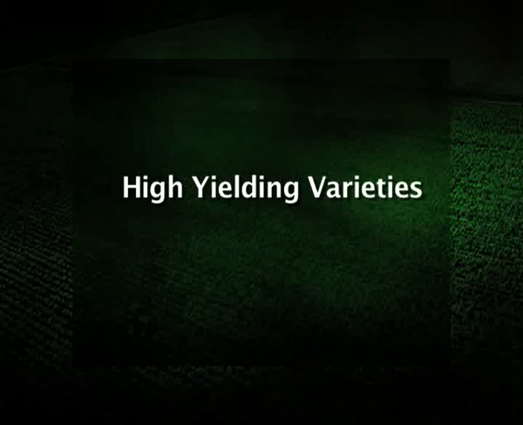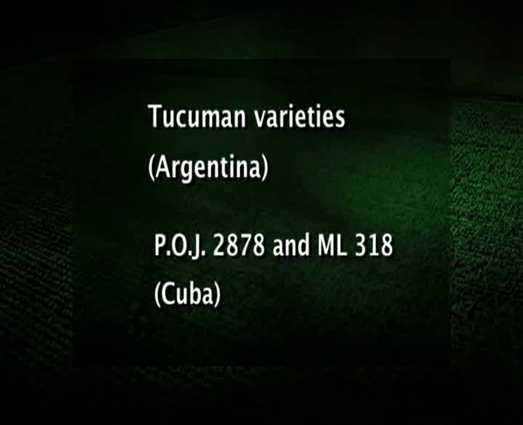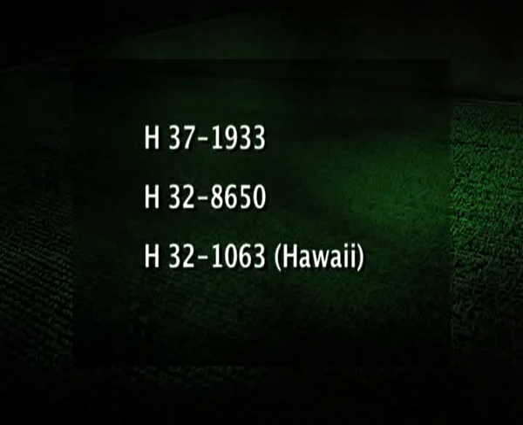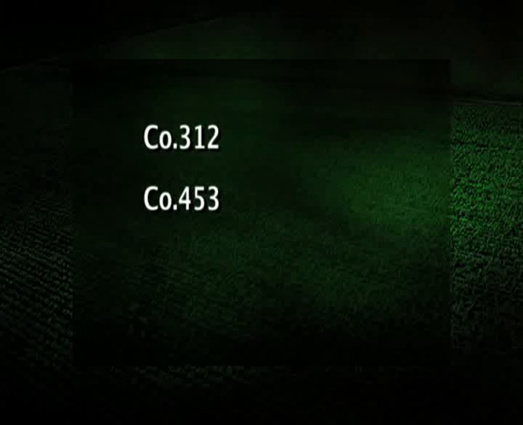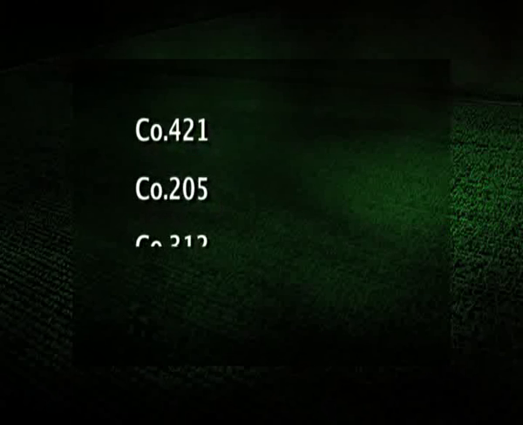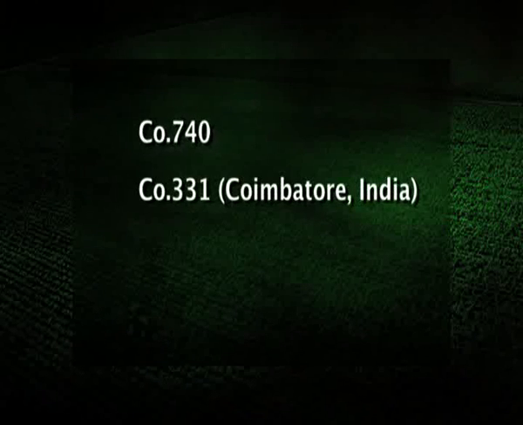High yielding varieties. Some of the presently grown varieties that have contributed most to the production of sugarcane in different parts of the world are Tucumán varieties in Argentina; POJ 2878 and ML 318 in Cuba; H37 1933, H32 8654, H32 1063 in Hawaii; and CO 421, CO 419, CO 205, CO 312, CO 453, CO 740 and CO 331 from Coimbatore, India.